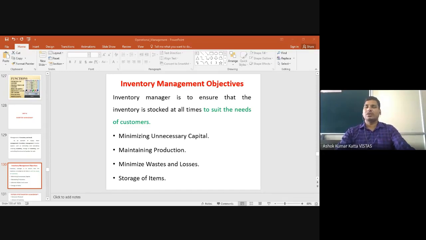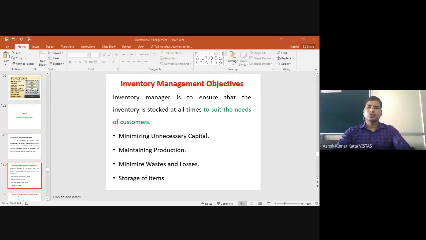Of course, sometimes what will happen? The company will have abnormal losses. These abnormal losses we cannot control, but by taking proper measures, normal losses we can control. So being in management, you should know very clearly how to control wastages in the organization.